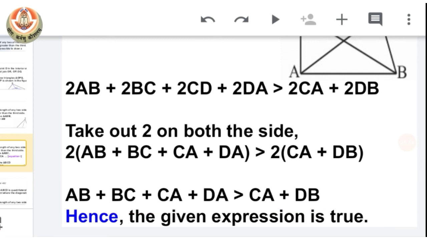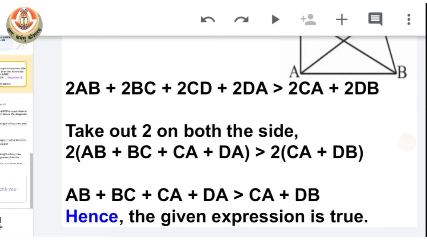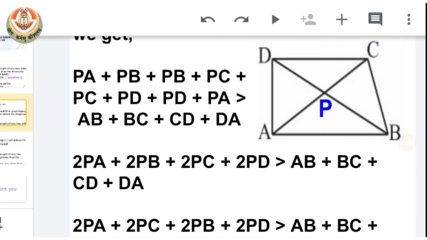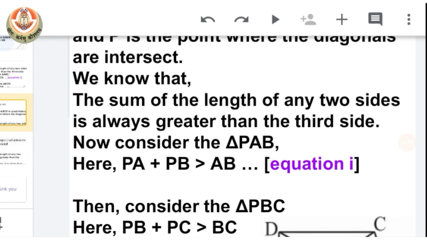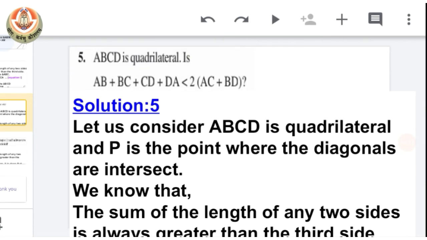I hope you all are getting it very well. You just have to focus on one property, which is the sum of the two sides of a triangle. Okay class? And the same thing we have to do for other parts also, means other questions also. So let's see what we have to do in our next question, which is question number 5.